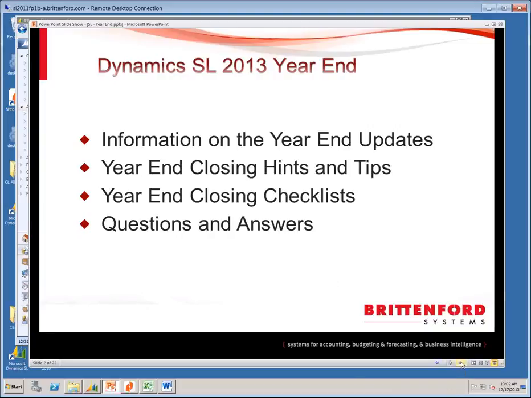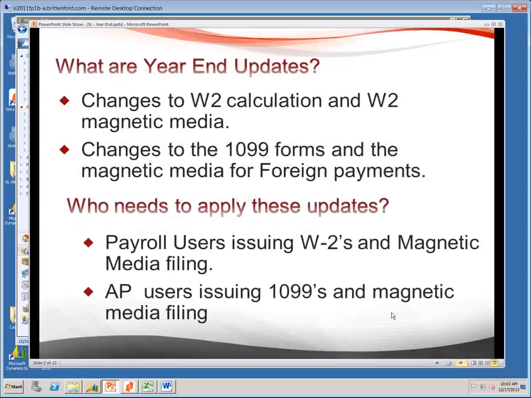All right, so what is in the year-end updates? We just received them. They finally put them out on Partner Source and Customer Source last week. What is actually being changed? There are changes in the calculations for payroll for W-2s and the magnetic media filing for the W-2s. There are also changes to the 1099s, but not so much. It's mostly labels on the forms. So if you have pre-printed forms, it's probably not a big deal, but if you're a foreign entity or have foreign payments, you definitely should do the year-end update.